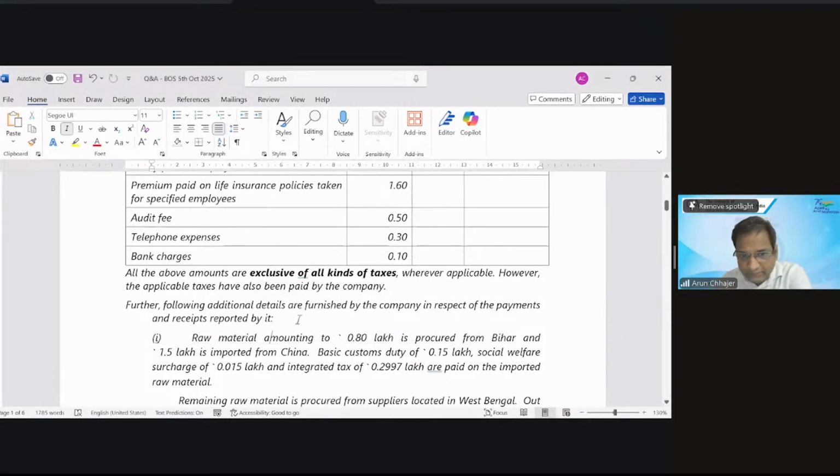So the raw material amounting to rupees 80 lakh is procured from Bihar. Then we all know that it will be IGST. And 1.50 lakh is procured from China. Which tax would be there? It says that basic custom duty is 15,000, social welfare cess is 1,500, and integrated tax is 29,970, are paid on importing the raw material.